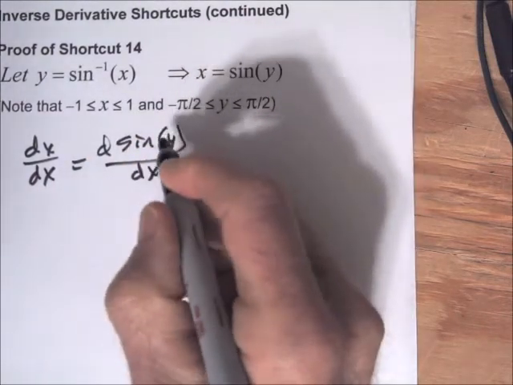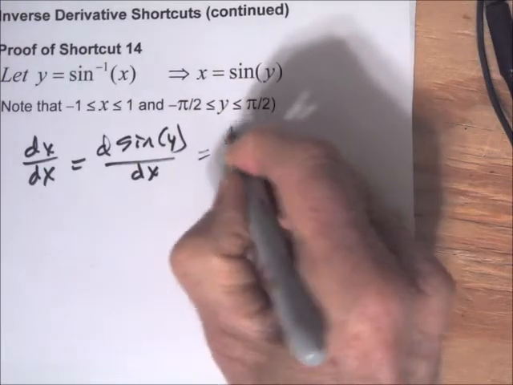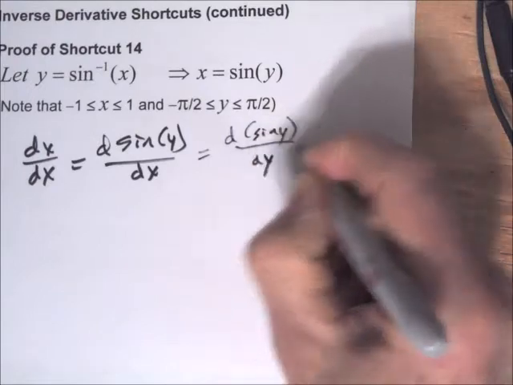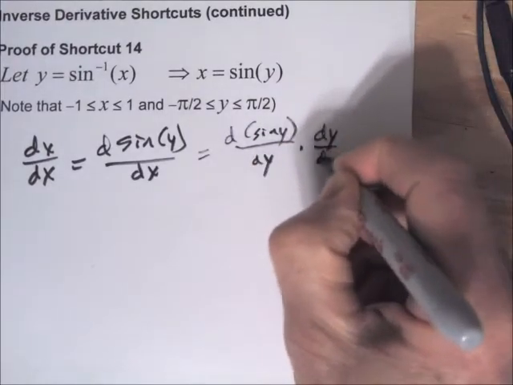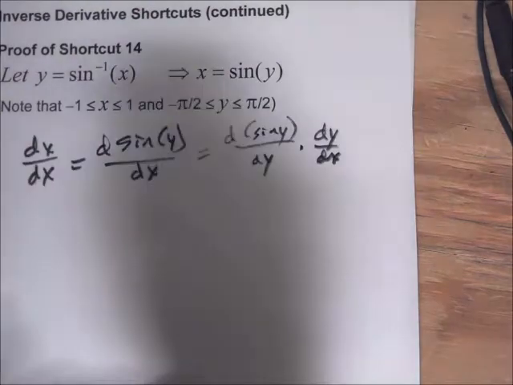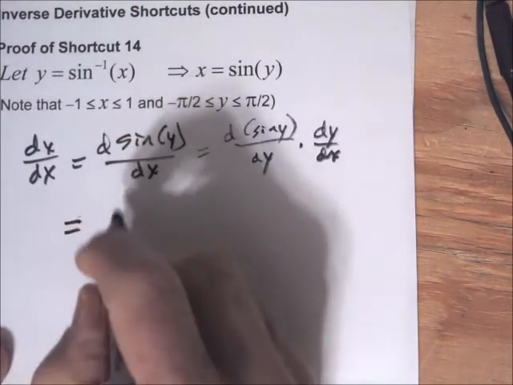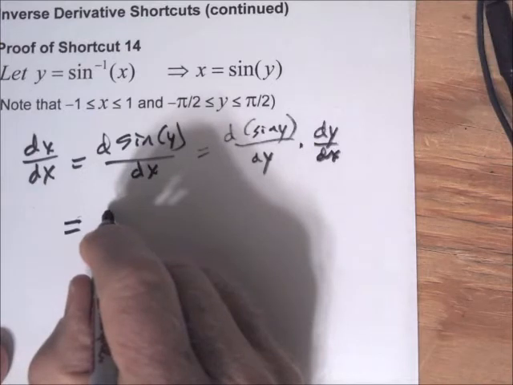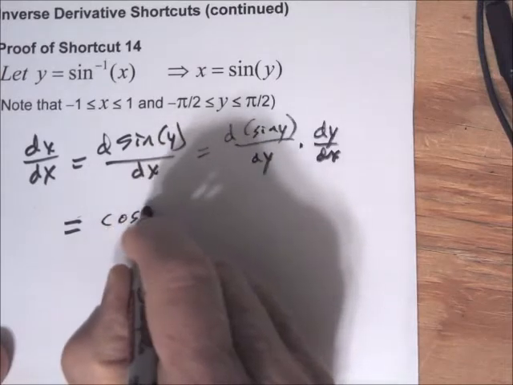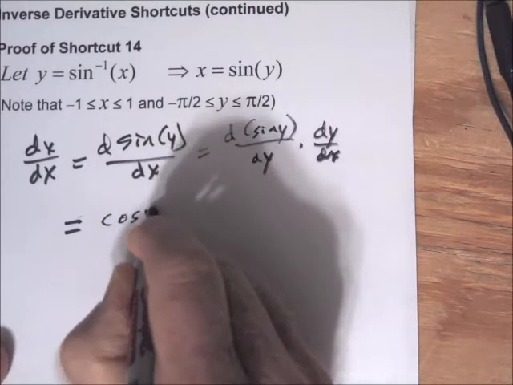And then we want to use the chain rule. So this is going to be the derivative of sine y with respect to y times dy dx. That's the chain rule. And the derivative of sine y with respect to y is the cosine of y. So this is equal to cosine y dy dx.